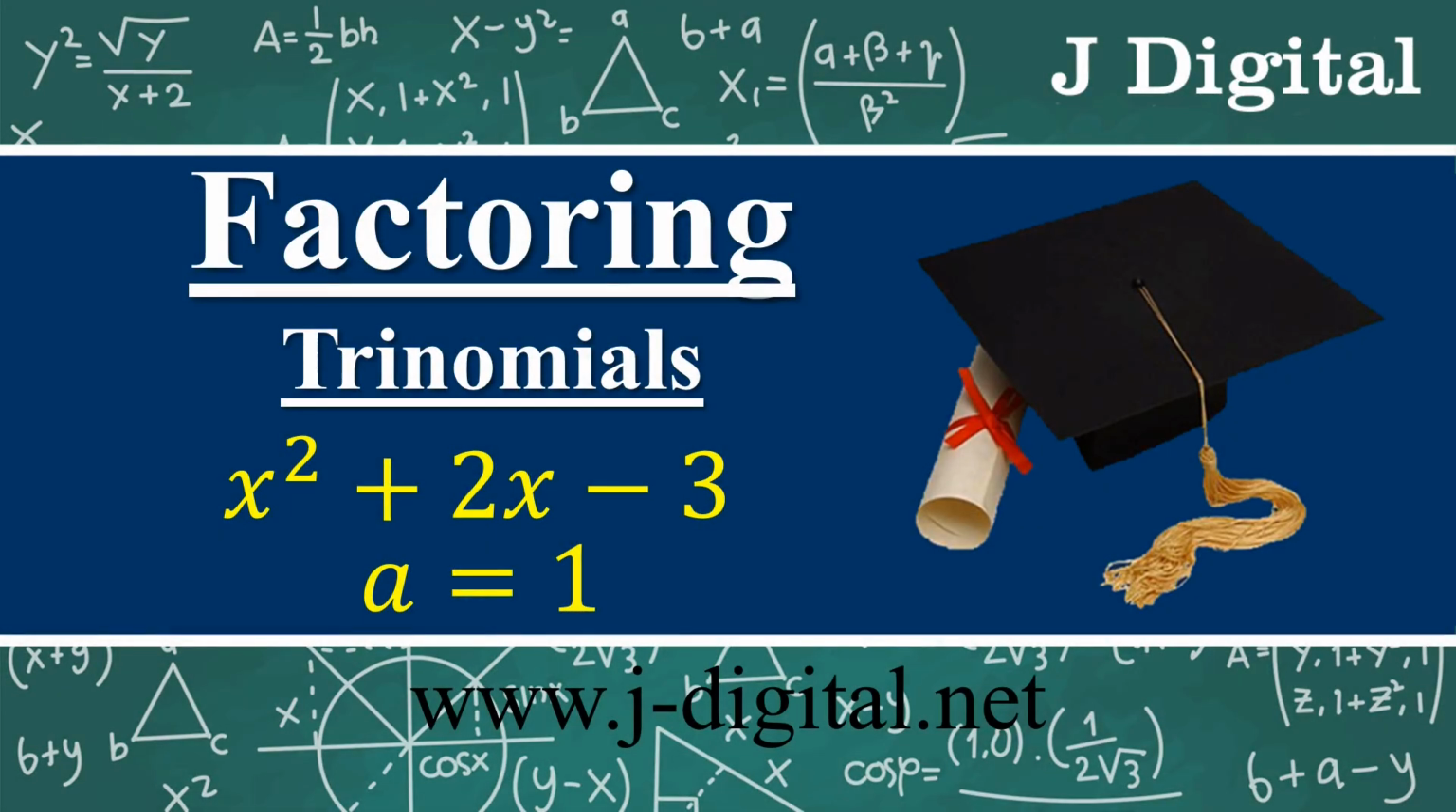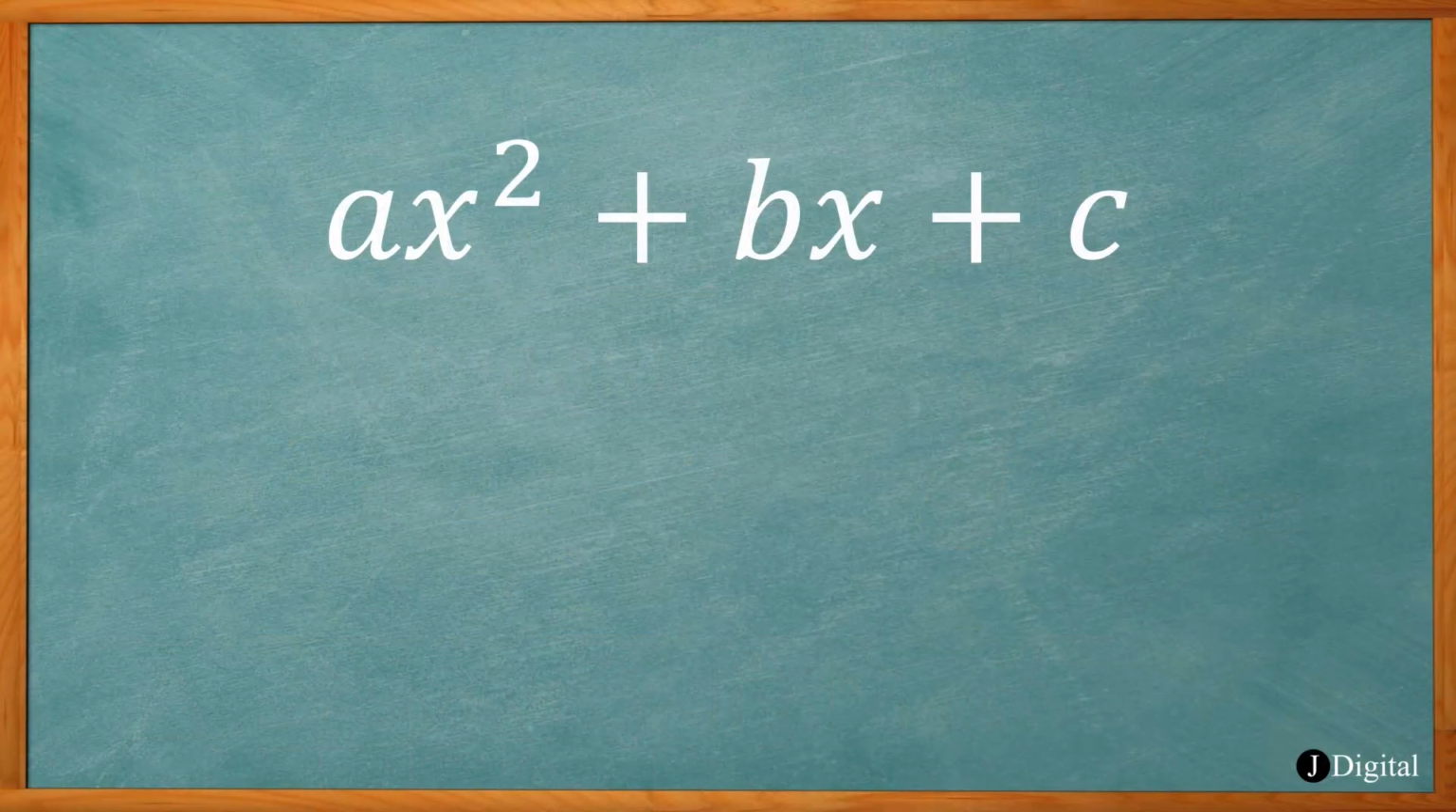In this video, we're going to talk about factoring trinomials. We're going to deal with the case where your x squared term coefficient is equal to 1. Now the generic form of a trinomial is ax squared plus bx plus c, where a is your coefficient of your x squared term, b is the coefficient of your x term, and c is the constant.